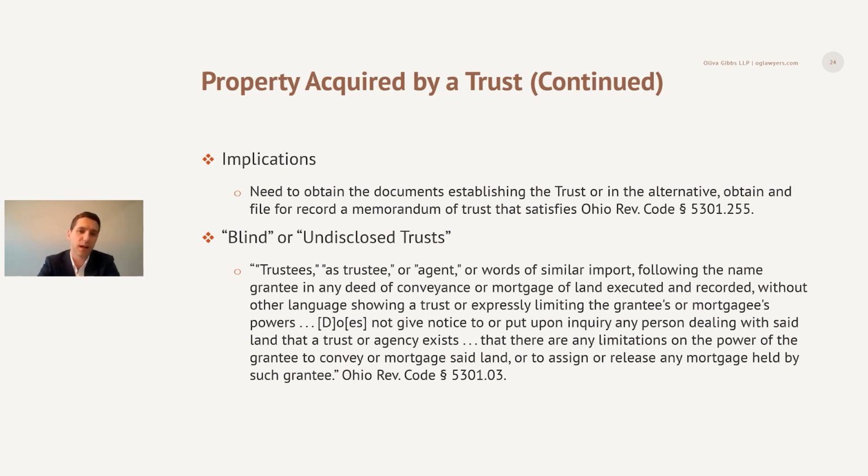Occasionally, you'll come across a blind and undisclosed trust, and what that is, it's a conveyance to, for example, John Doe, the trustee, or John Doe, agent, and there's no other indication in the document or the materials that tells you the name of the trust or whether the grantee's powers are limited in any way. When you come across that, that's not going to put you on notice or any kind of inquiry notice that a trust or agency exists. So, absent other information, you can just treat those as conveyances to John Doe individually.